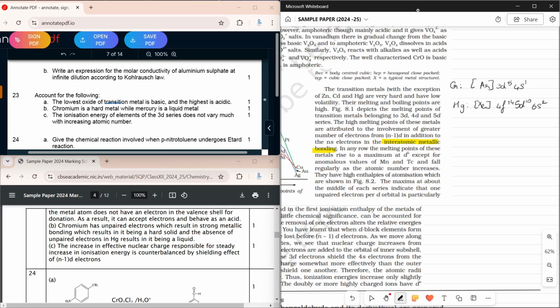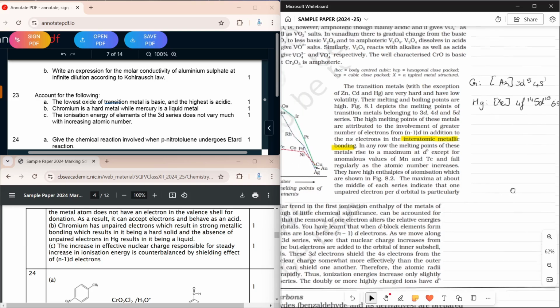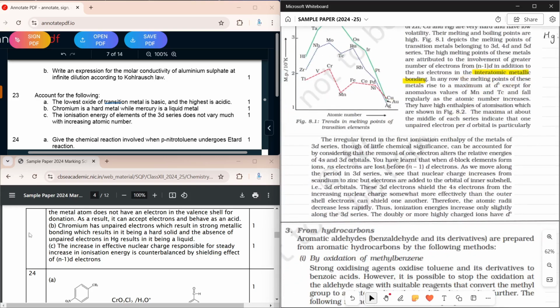So mercury does not have unpaired electrons, and because of that it does not form interatomic metallic bonds. However, chromium has them, and because of the formation of interatomic metallic bonds, it is a hard metal, while mercury is a liquid metal, and that is the reason given over here as well.